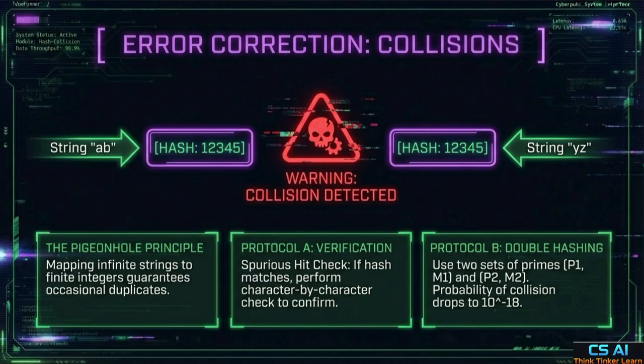Protocol A is verification. If the hashes match, we perform a quick manual character by character check. Protocol B is double hashing. We use two different set primes to generate two different hashes simultaneously. The probability of a collision occurring in both hashes drops to a staggering 10 raised to the power minus 18. It's effectively zero. In an interview, always mention collision handling. It shows you are thinking about the edge cases that crash real-world systems.